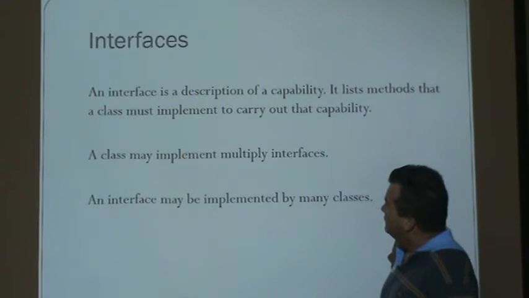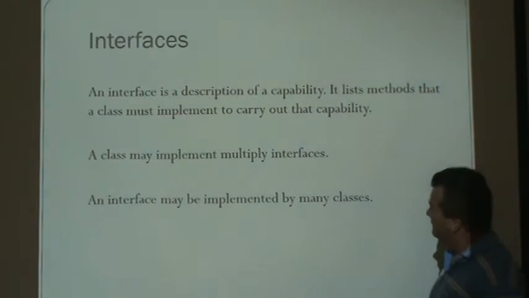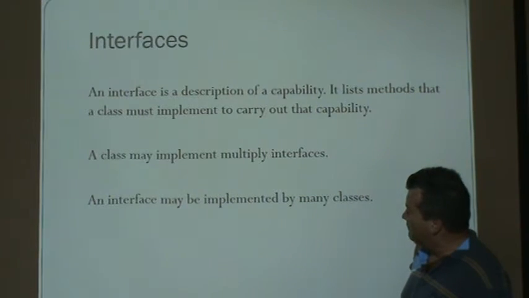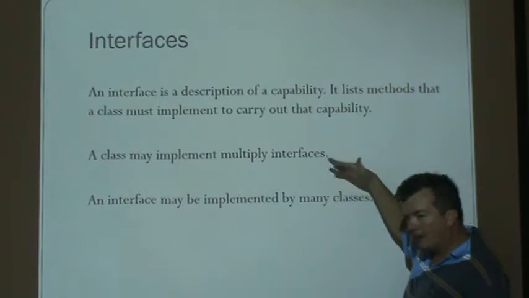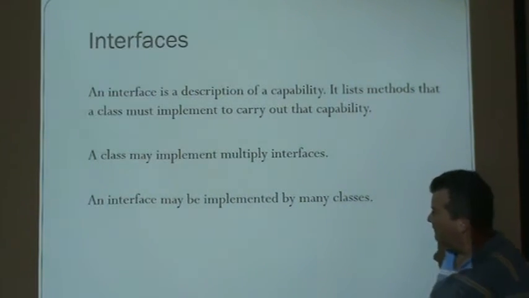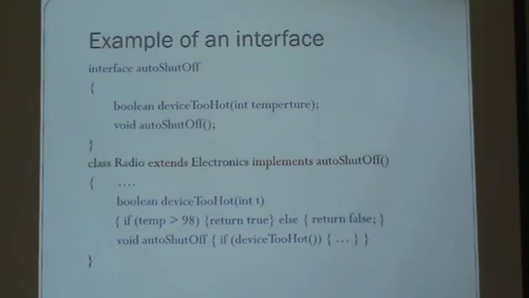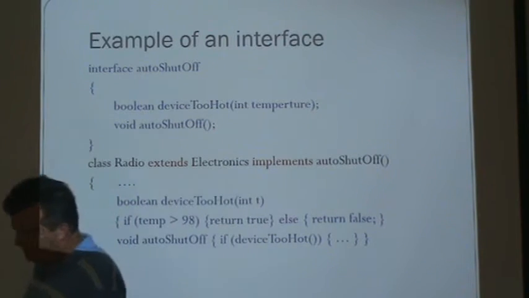So an interface is a description of a capability. It lists methods that the class must implement to carry out that capability. So a class may implement multiple interfaces. So you can't multiply inherit, but you can implement multiple interfaces. And an interface may be implemented by many classes. So I think an example might be a little bit better.